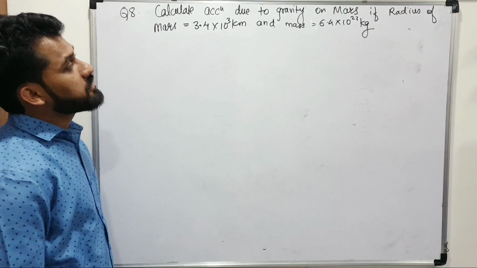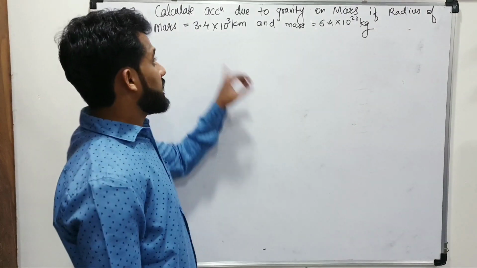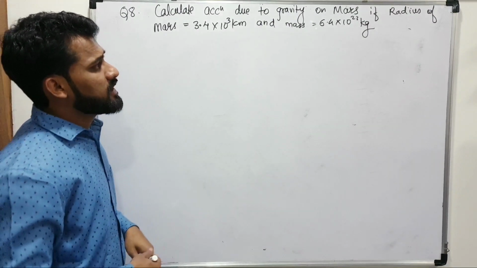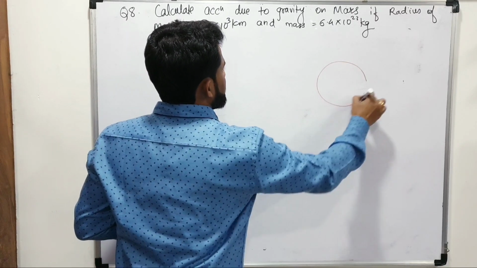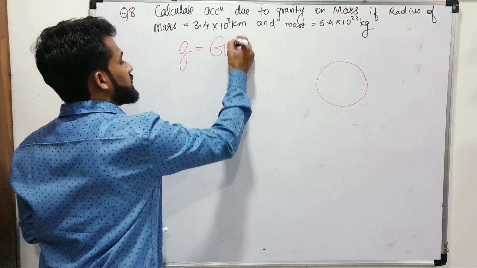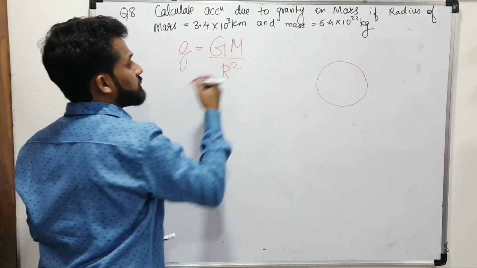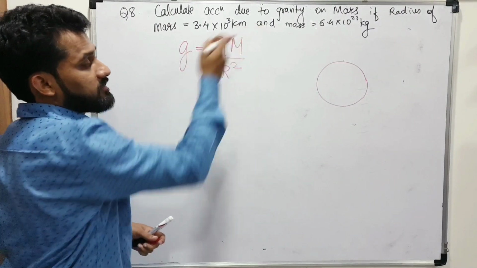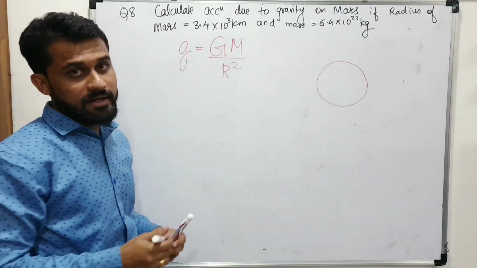Calculate acceleration due to gravity on Mars if the radius and the mass of Mars is given. For any planet, the acceleration due to gravity on the surface is given by the formula GM by R square. As the mass and radius of Mars are given, you simply put in the data and get the answer.